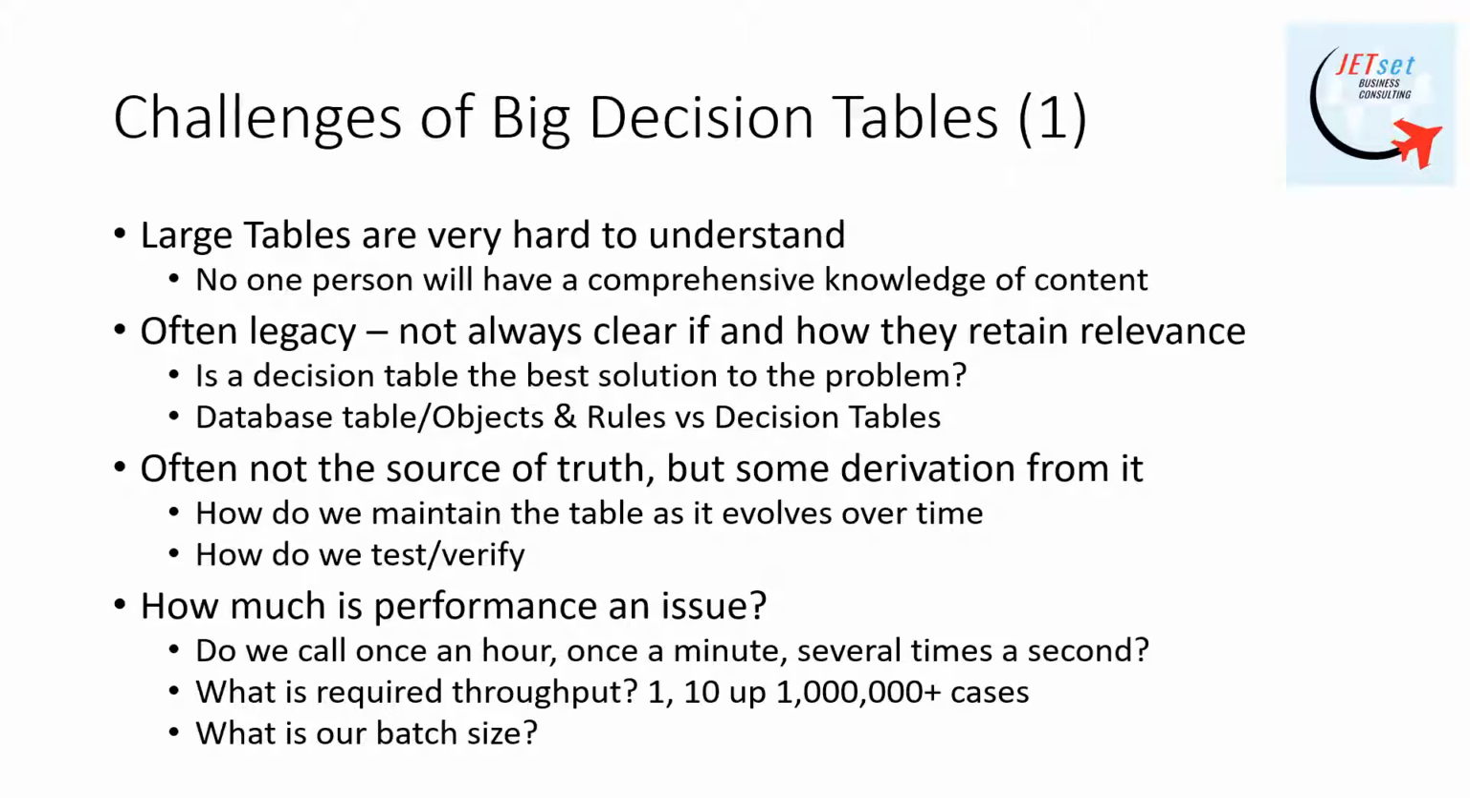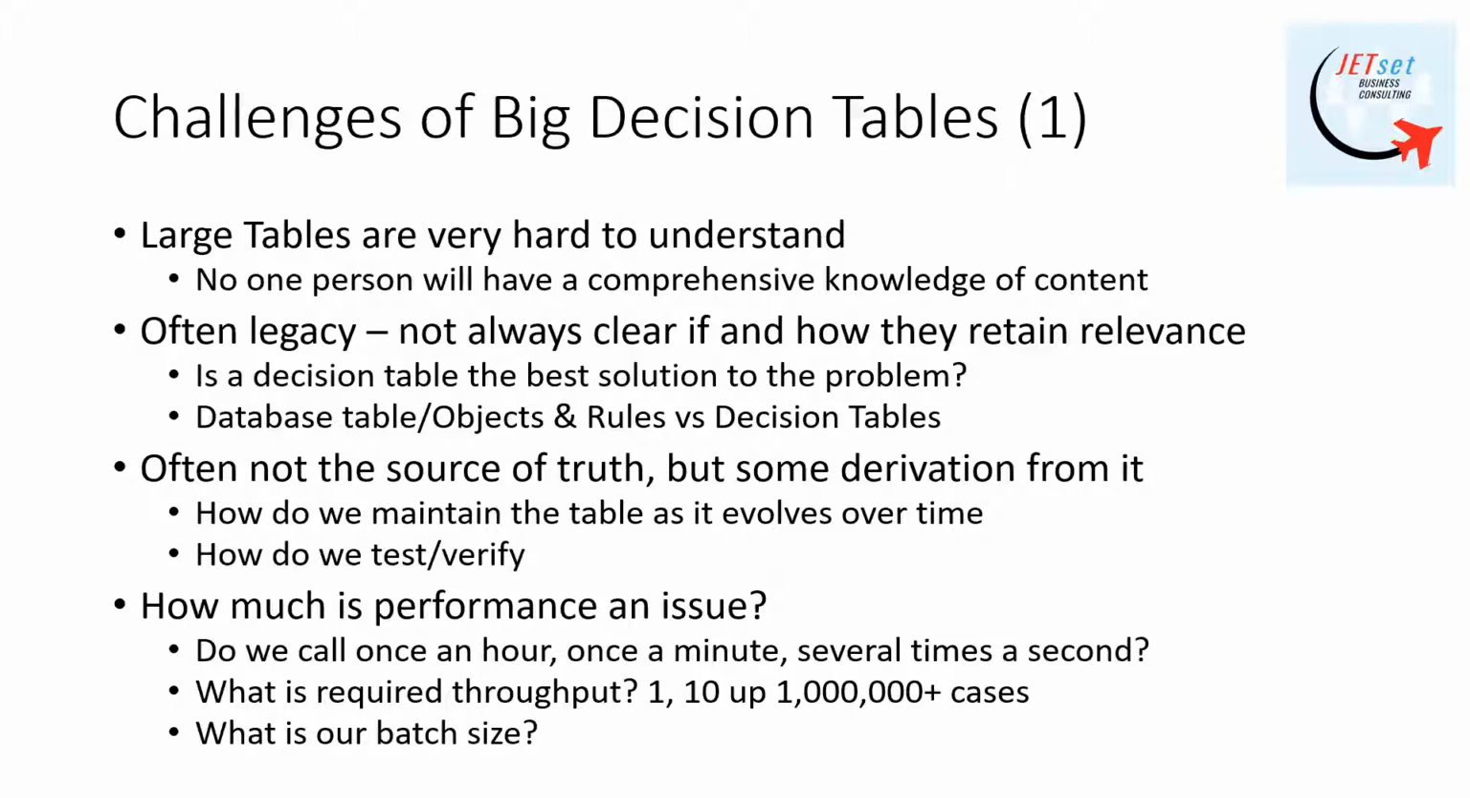Another issue can be that the decision table doesn't become the source of truth. The source of truth is somewhere else. And so what you actually need to do is take whatever your source of truth is, which might be the CSV file, more likely some sort of database table. It might be a book with lots of tables in it, and take that and use that to build a decision table. But how do we maintain the table as it evolves over time?